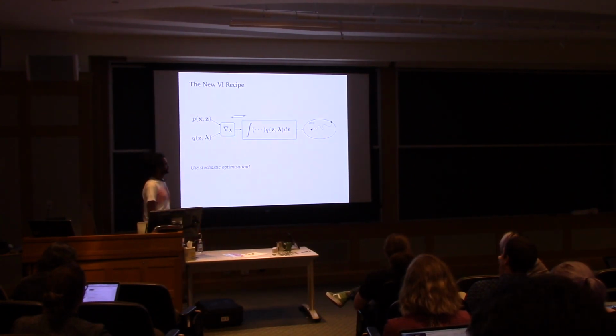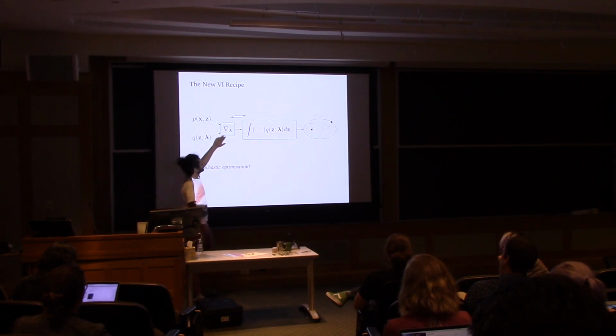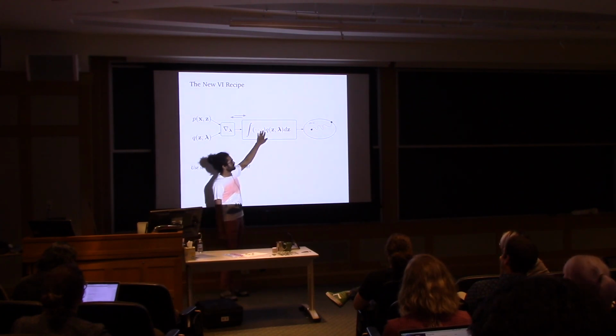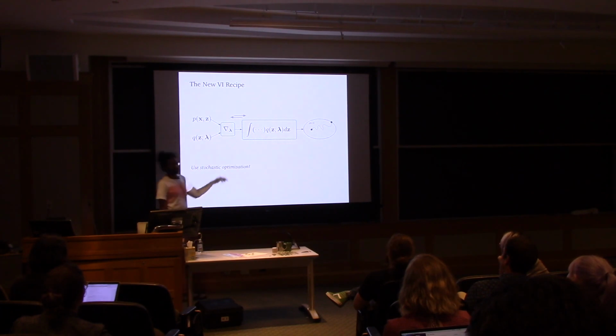So the solution, like a lot of machine learning solutions, will be just to swap the orders of those steps and write the gradient as an expectation with respect to the variational approximation and use stochastic optimization.